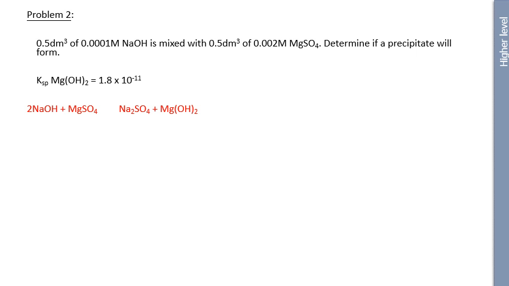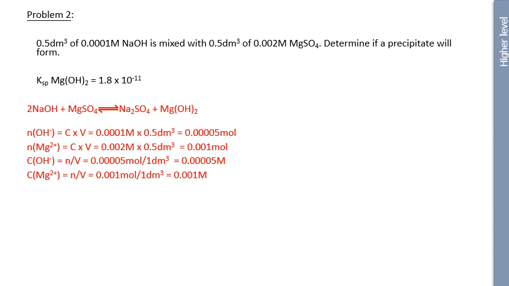So the first thing we have to do is write an equation. So this is the balanced equation: 2 sodium hydroxide plus magnesium sulfate giving sodium sulfate and magnesium hydroxide. And then we have to work out the corresponding concentrations of the hydroxide and magnesium ions from the values given. Notice here that it is 1 decimeter cubed because we're going to be adding the two volumes together to give a total volume of 1 decimeter cubed.